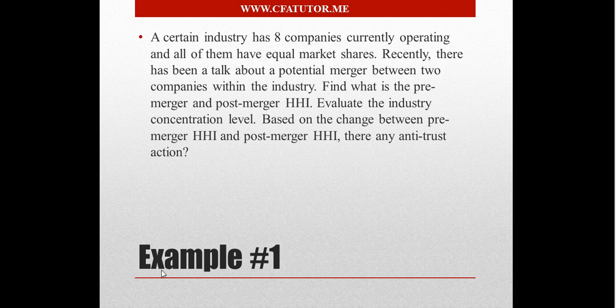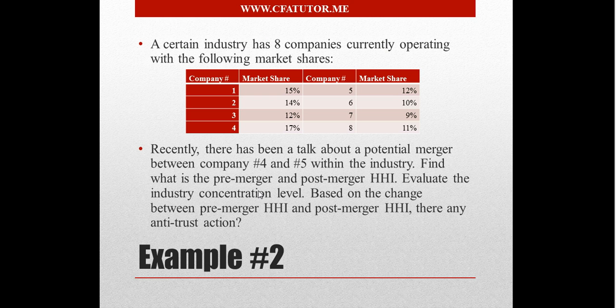If we have another case, which is the varying market share, we have the same information, except right now the market share of each company is not 12.5 anymore. We have the following schedule, which is telling you that first company has 15, second 14, third 12, fourth 17, fifth 12, sixth 10, seventh 9%, and the 8th company has 11%. So now it matters which companies are merging, and it's telling us that the merge is between 4 and 5, and we should basically do the same requirements again.